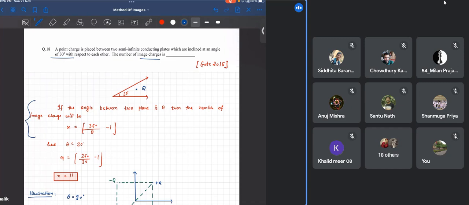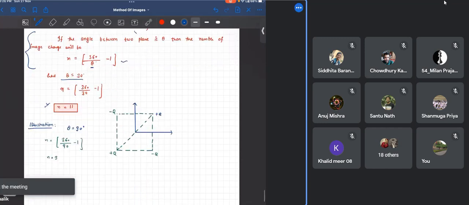There is a very general formula to calculate the number of images. This generally comes in optics when you have two mirrors, and you want to calculate how many images of a certain thing are going to be formed. This is given by 360 by theta, where theta is the angle between these two planes. Here, given theta is 30, so the number of images that will form is 11.